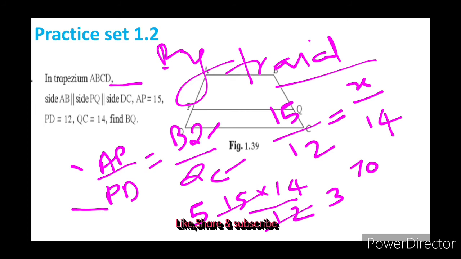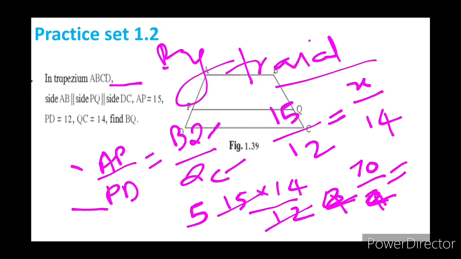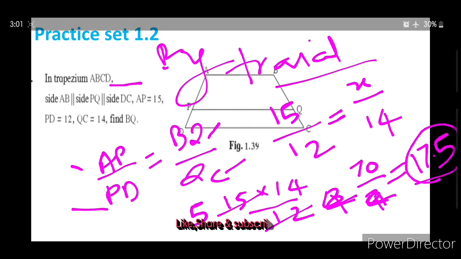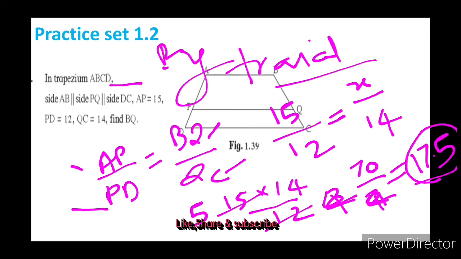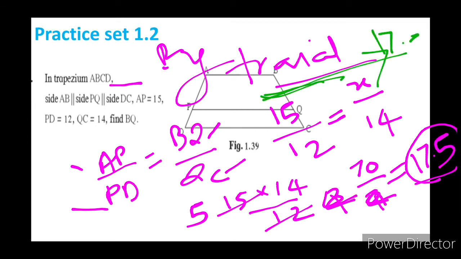So after solving we get 17 upon 3. Solving further, we get 17 upon 4. So we get 17.5. After solving we get BQ equal to 17 upon 5.